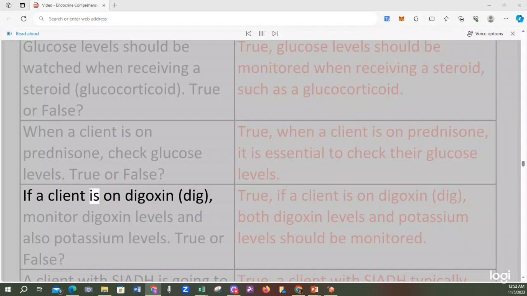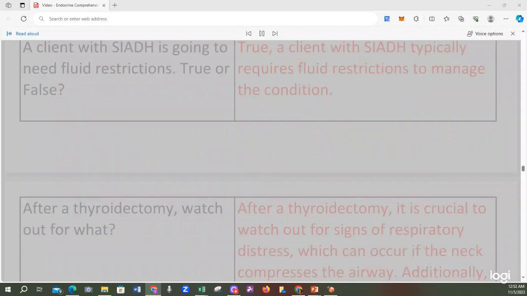If a client is on digoxin, dig, monitor digoxin levels and also potassium levels. True or false? True, if a client is on digoxin, dig, both digoxin levels and potassium levels should be monitored. A client with SIADH is going to need fluid restrictions. True or false? True, a client with SIADH typically requires fluid restrictions to manage the condition.